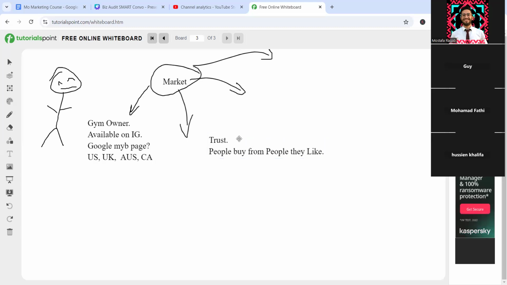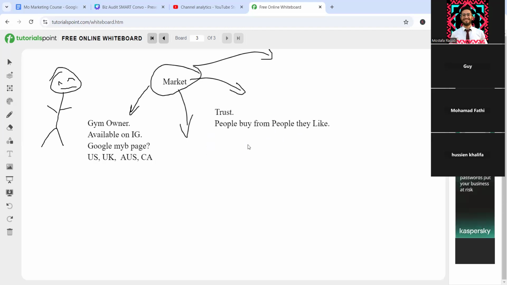And so you need to be trustworthy so that they like you. And once they like you, they'll be able to buy things from you, right? So with that being said, it's going to be different.